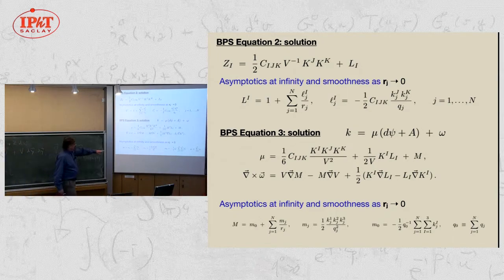The last gasp of this is there is a constant in here, and you want to pick it so that the frame at infinity is not rotating. So you want mu to die off at infinity, and therefore you're not actually in a rotating frame.